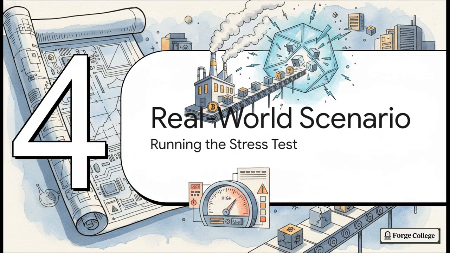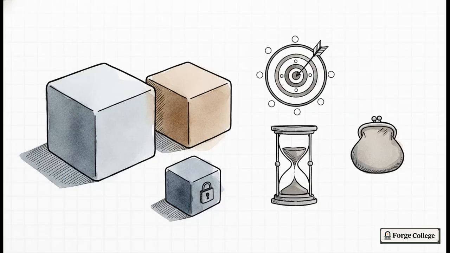Section 4. A real-world scenario. Running the stress test. Enough theory. Let's take our blueprint off the drafting table and run it through a real-world scenario. Imagine you need to send exactly 0.45 Bitcoin to a counterparty. You want confirmation within 6 blocks, and you're on a strict budget of exactly 60,000 sats, no more.